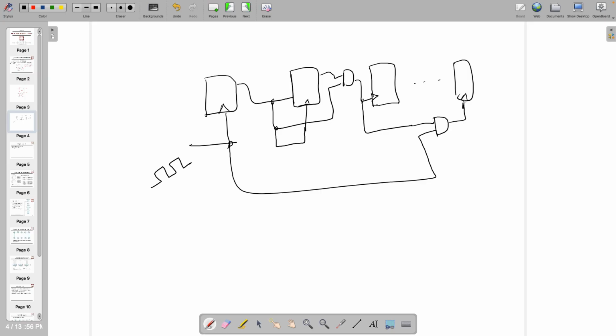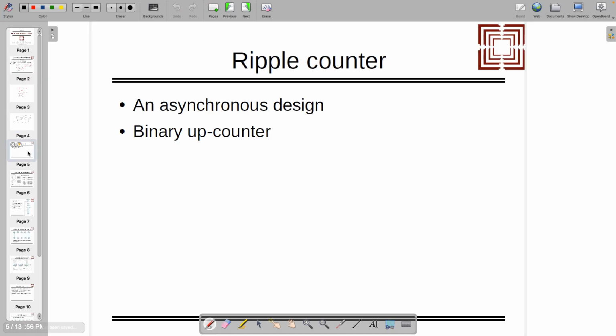The other one was synchronous. Other than the synchronous design of a counter, we studied the synchronous counter, right? We studied the synchronous up counter. We also studied the down counter, but that was the design of... let me find it.